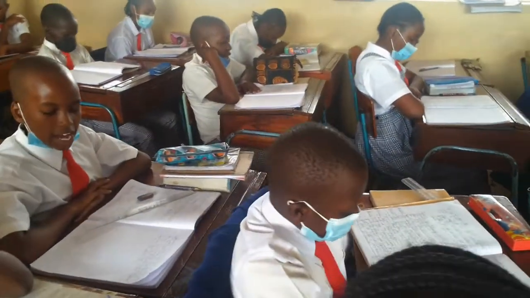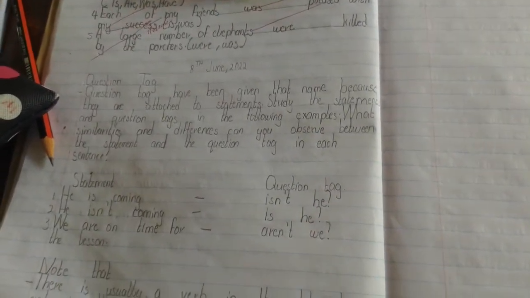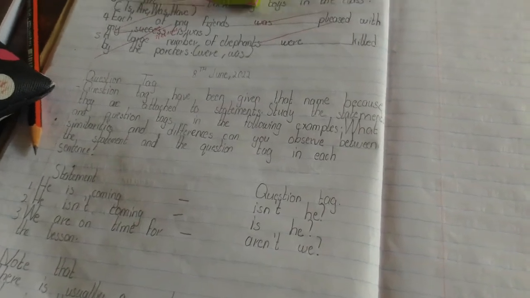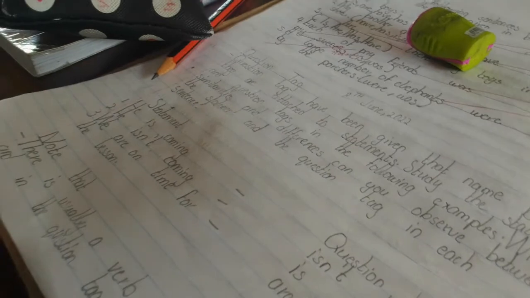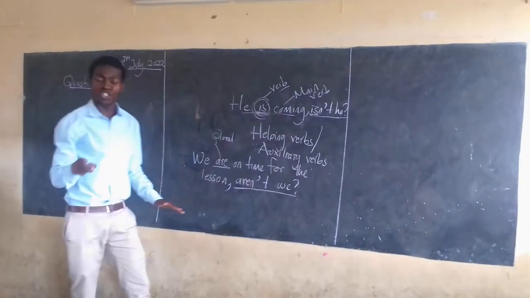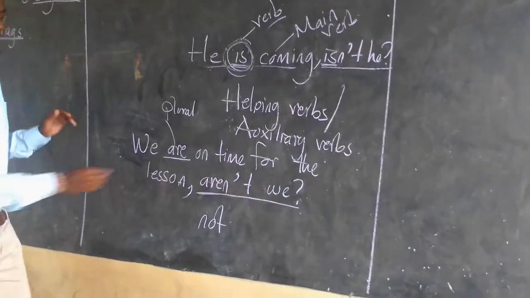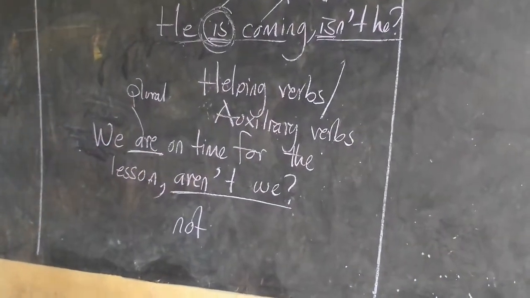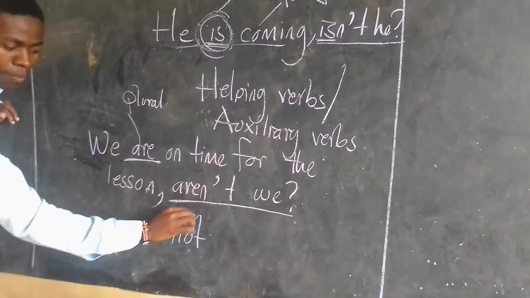Either in the statement or in the question tag. Very good. Now, you need to understand something here: the word not is introduced, whether in the statement or when it comes to the question tag. We don't write the whole word not. We take the auxiliary verb and we shorten that not by writing an apostrophe and then T.